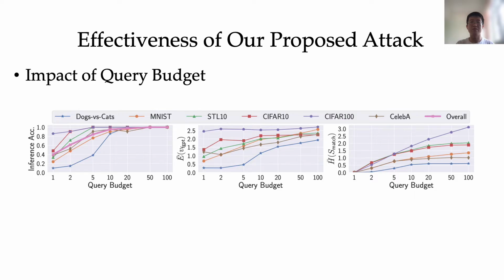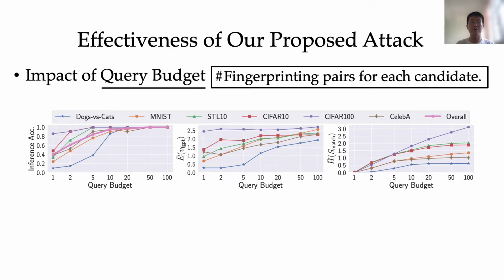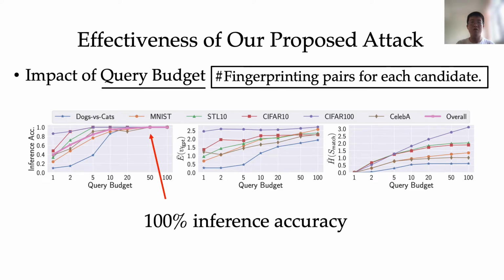This plot shows how the number of queries affects our attack. Here, we define query budget, the number of fingerprinting pairs used for each teacher model candidate. When the query budget reaches 50, the total inference accuracy achieves 100%. It means that we find an efficient approach to steal most parts of a transfer learning model with much fewer queries.